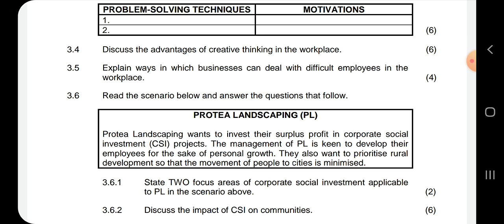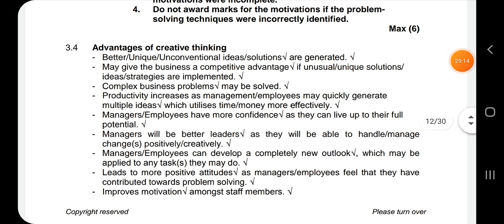Protea Landscaping wants to invest their surplus profit in corporate social investment projects. The management of PL is keen to develop their employees for the sake of personal growth. They also want to prioritize rural development so that the movement of people to cities is minimized. 3.6.1 says state 2 focus areas of corporate social investment applicable to PL in the scenario. Then discuss the impact of CSI on communities.